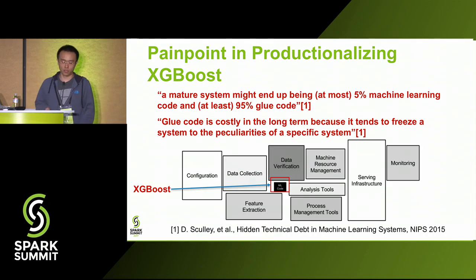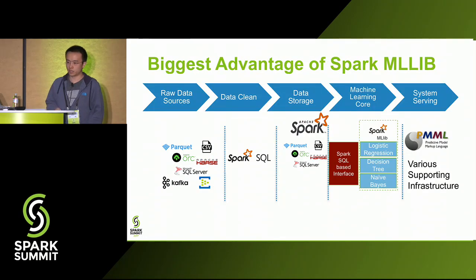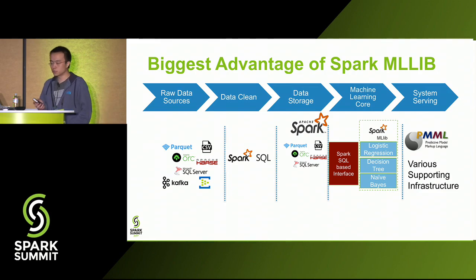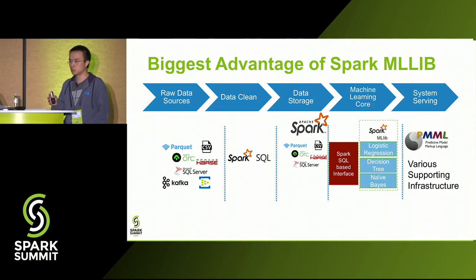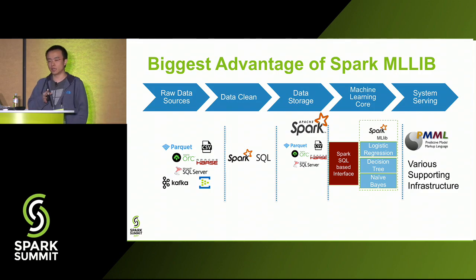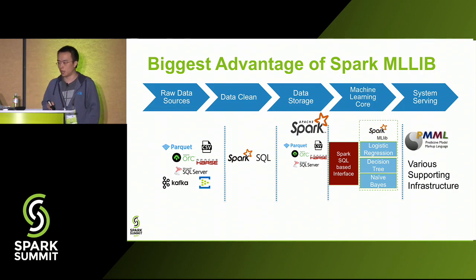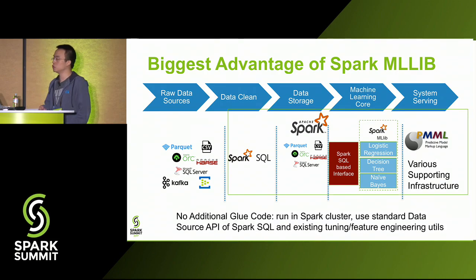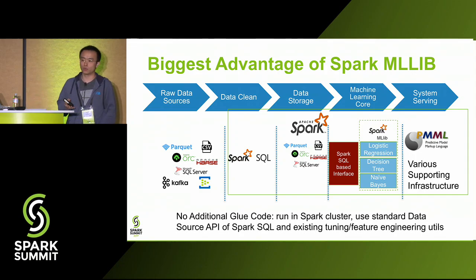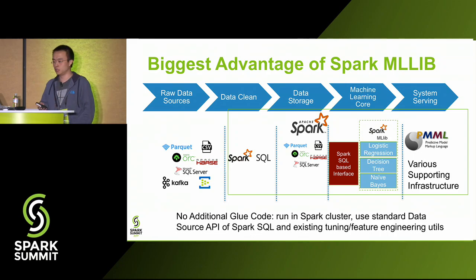So how to resolve this problem? Let's review the design of another system which we might be more familiar with: Spark MLlib. Spark MLlib provides a framework for different machine learning algorithms. These algorithms access outside data with a standard Spark SQL API. And because these algorithms run within the framework, we don't need to introduce any additional glue code here, since Spark has handled everything. Additionally, the Spark ML framework provides a set of tools for us to do feature engineering, tuning, and a lot of other tasks.